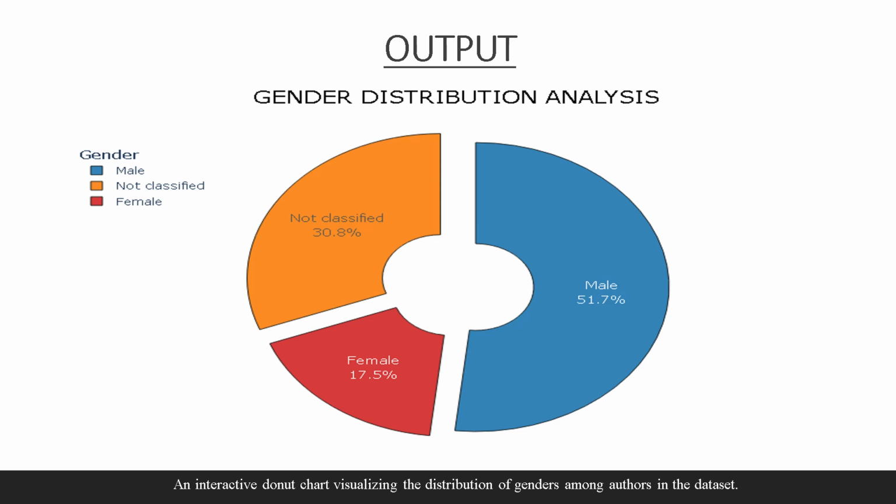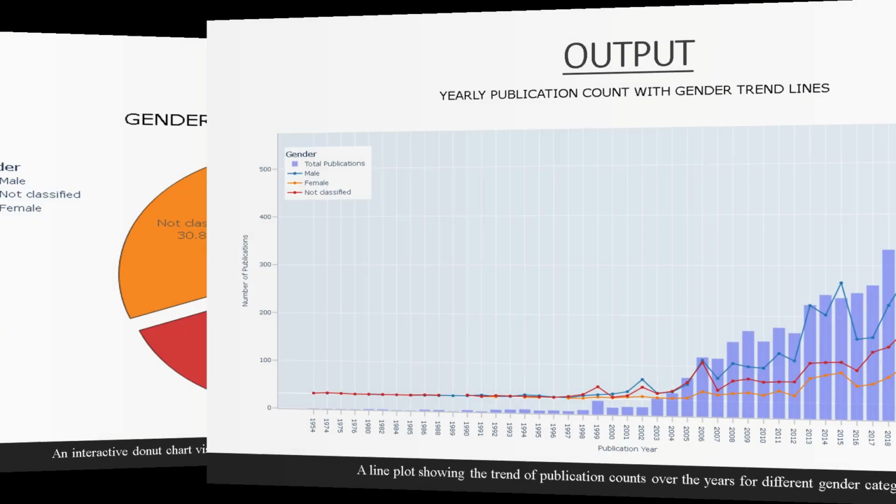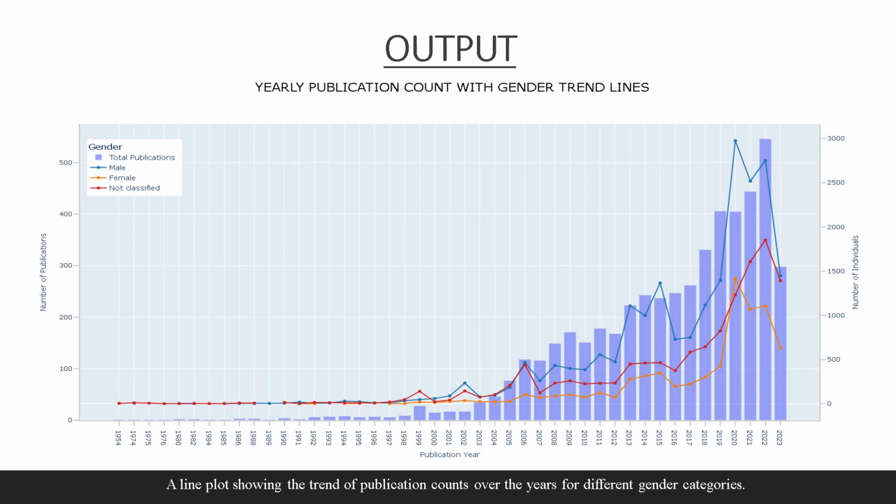First, I have created an interactive donut chart visualizing the distribution of genders among authors in the dataset. Coming to the second output, this is a line plot showing the trend of publication counts over the years for different gender categories.